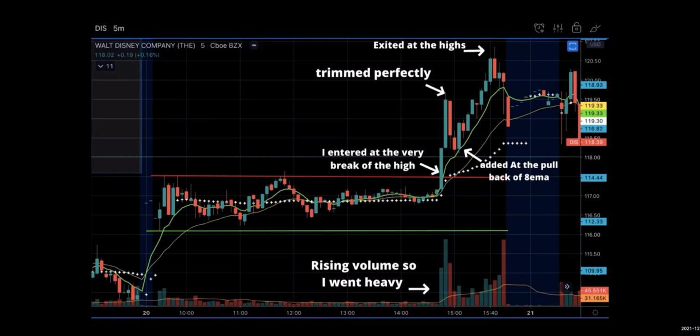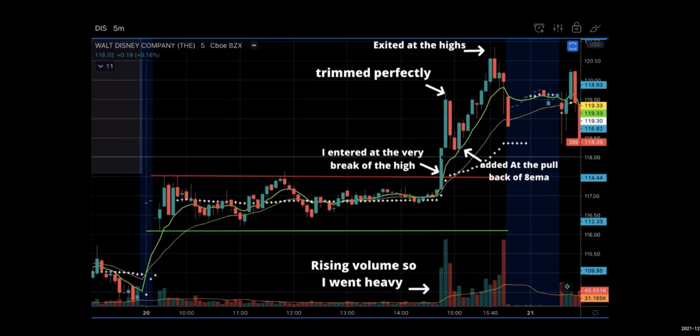So think of this as your favorite quarterback's arm, right? This is going to be his accuracy and his force behind the throw. And if you miss the initial top, when things go up 90 degrees, one thing I noticed is they always come back to the 8 EMA and take a bounce. So Disney broke out and gave you a perfect opportunity to add and even make more money.